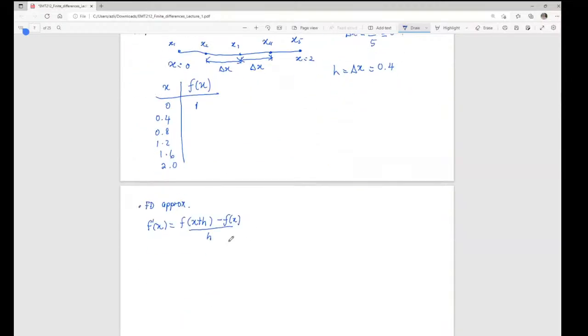Excuse me, doctor. Doctor, just now you said that I got 5 points, but below the x I got 6 points. How does that work? Just now you divided the 2 by 5, right? Then it should be 5 points, right? x1 till x5.